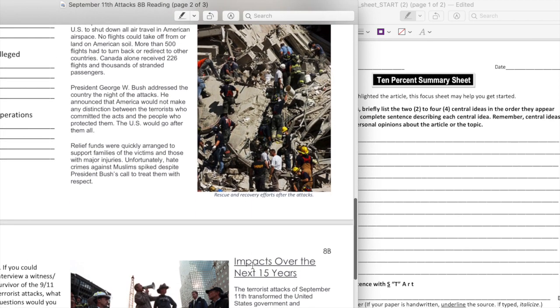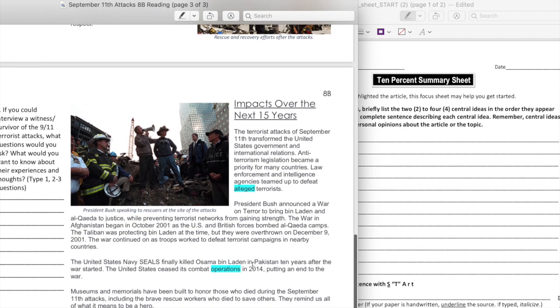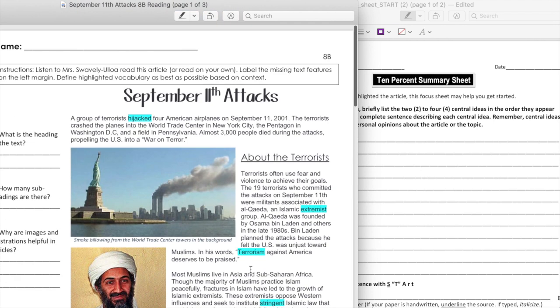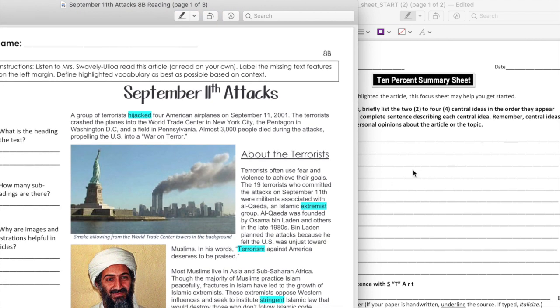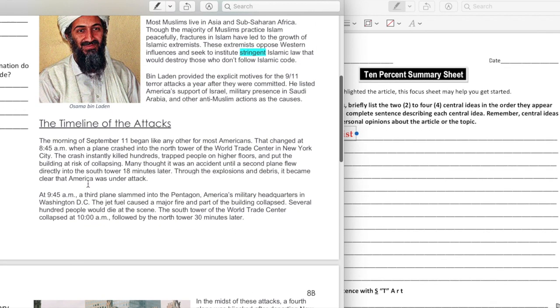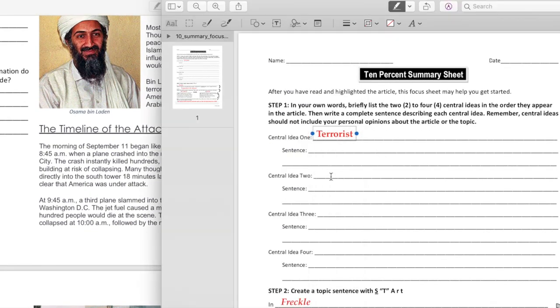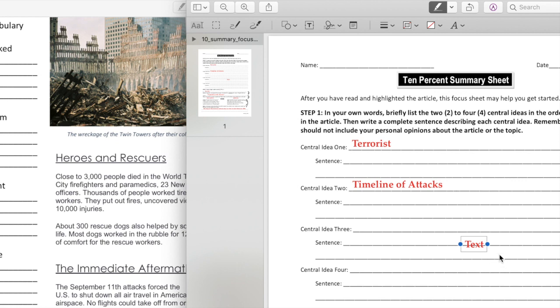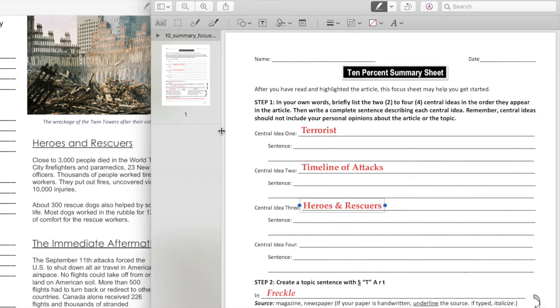And we have to kind of figure out how we're going to put this in one sentence and get to the point. Because you don't want to give too much, but you want to give enough that it's a good summary. So for our first one, we're going to put about the terrorists, or simply terrorists. We're just going to keep it, again, very simple. Our second one is going to be about timeline. Our third is on heroes and rescuers. Our fourth is on, let's just put aftermath.